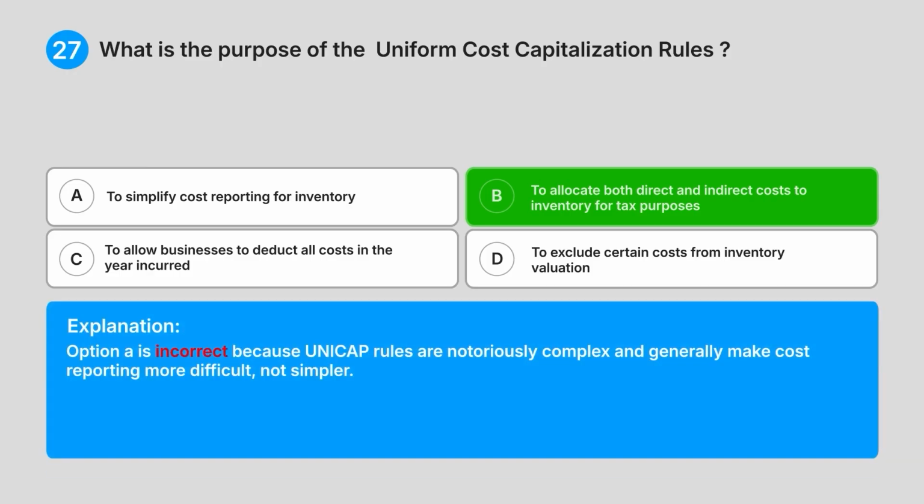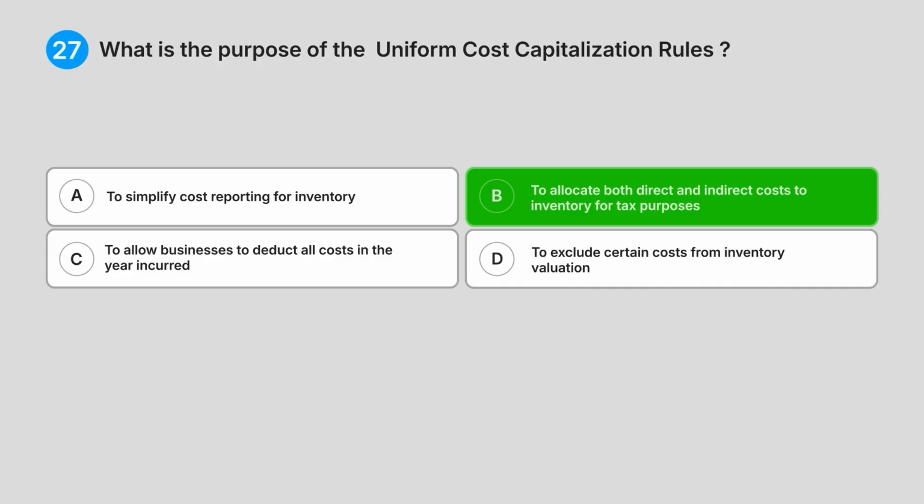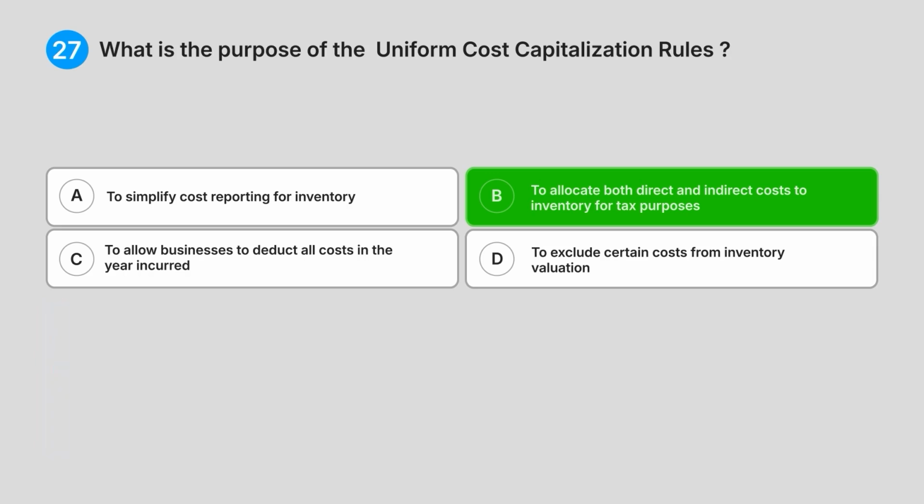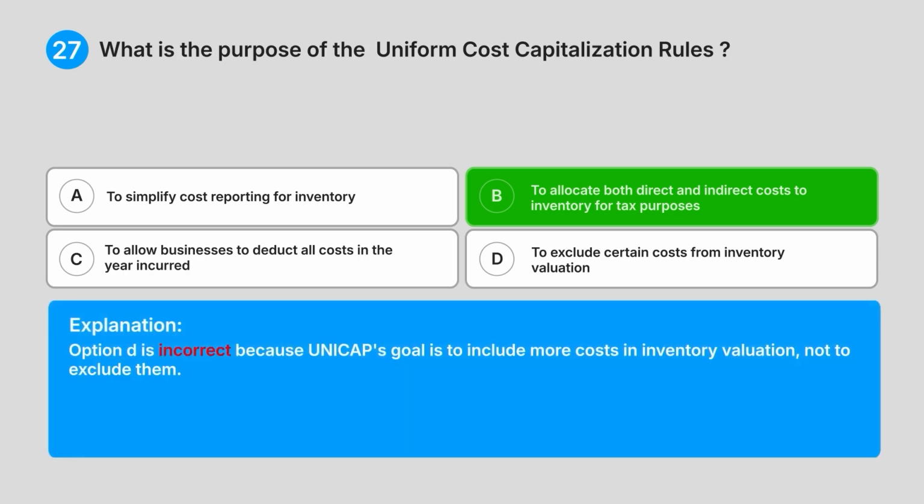Option A is incorrect because UNICAP rules are notoriously complex and generally make cost reporting more difficult, not simpler. Option C is incorrect because the very purpose of UNICAP is to prevent the immediate deduction of certain costs by requiring them to be capitalized into inventory. Option D is incorrect because UNICAP's goal is to include more costs in inventory valuation, not to exclude them.